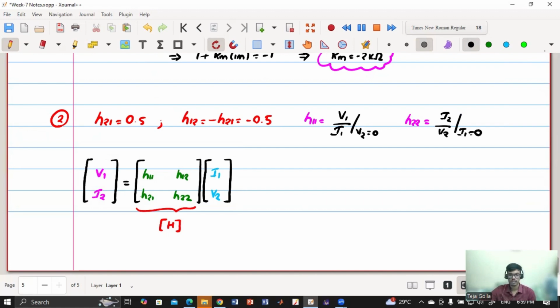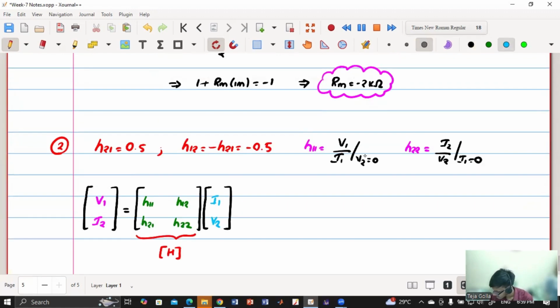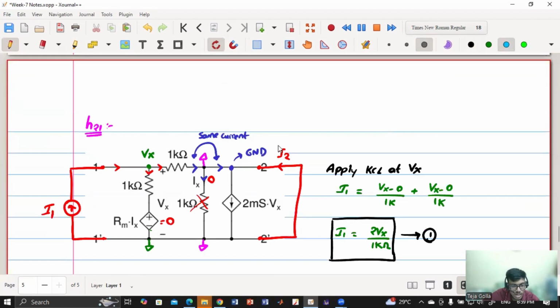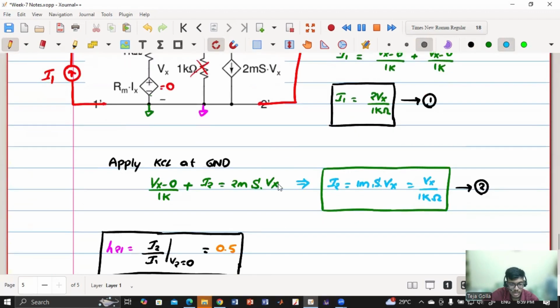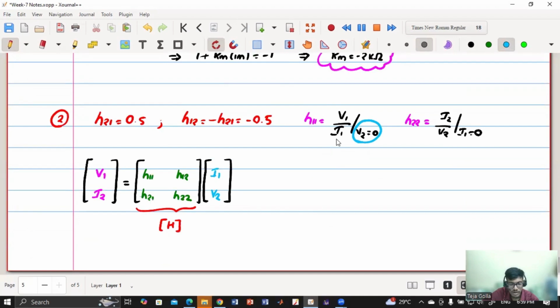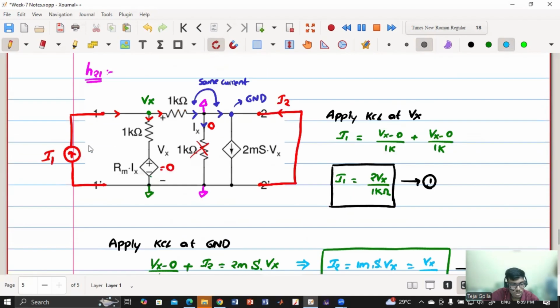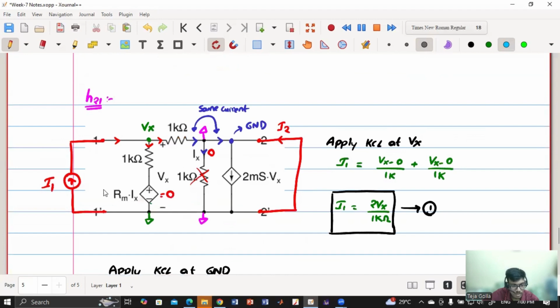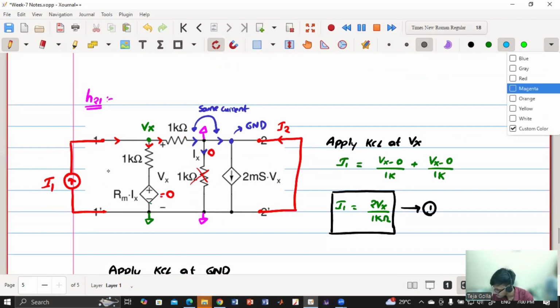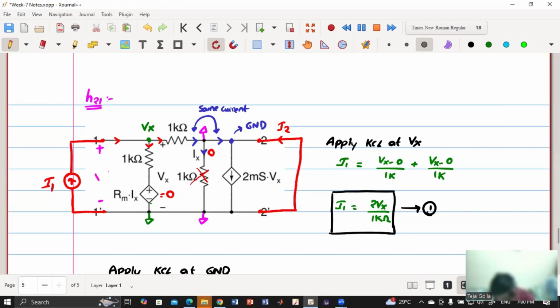First we'll find H11. H11, what is the case? V2 is 0. So whenever the other side is shorted, then we have to find V1 and I1. So in this question, I have to find V1. What is V1 again in this question? V1 is this voltage, right? Plus minus V1. Agree? The 1 and 1 dash terminal is V1, right?